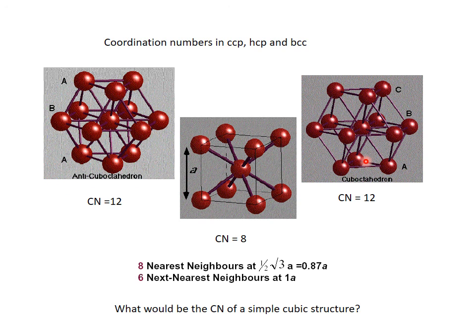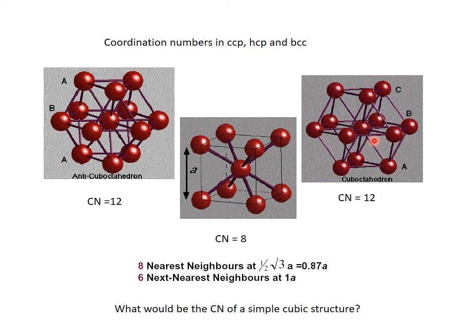In the case of the cubic close packed structure, this triangle here is rotated by 60 degrees relative to that triangle here, because we have ABC stacking, and that produces what is called a cube-octahedron.